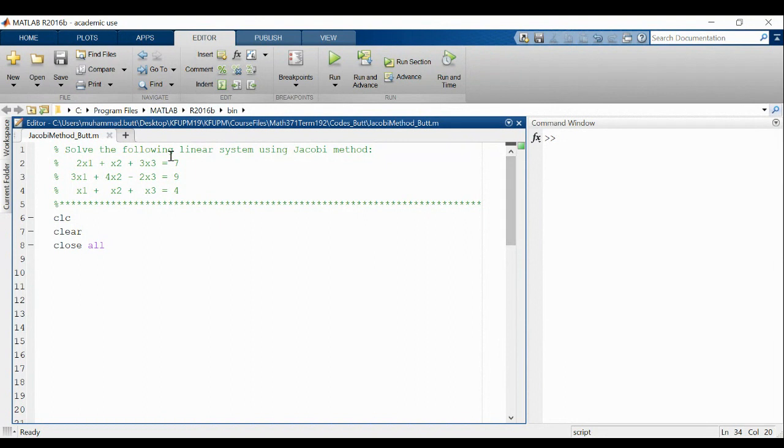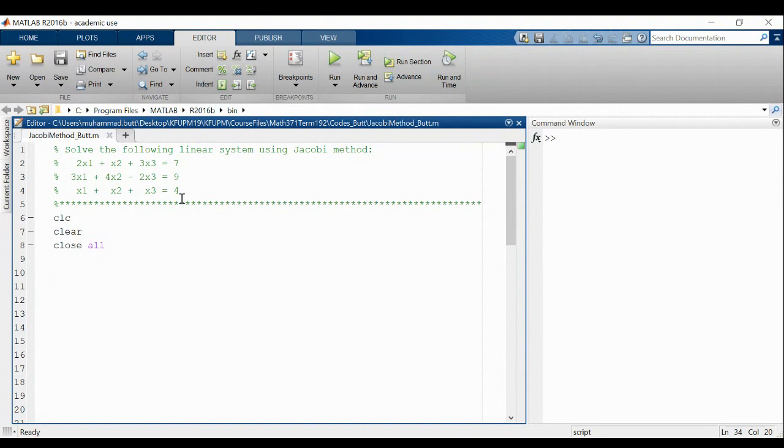Okay. So for example, you have to solve the following linear system using the Jacobi method. This is a 3 by 3 linear system. 2x1 plus x2 plus 3x3 is equal to 7. 3x1 plus 4x2 minus 2x3 is equal to 9. And x1 plus x2 plus x3 is equal to 4.